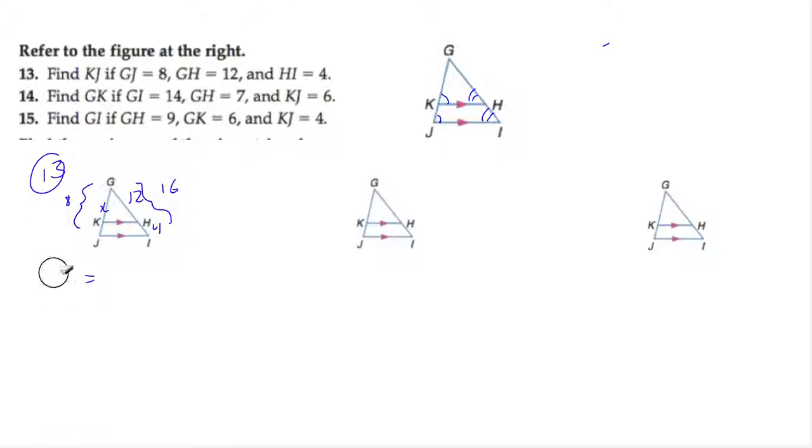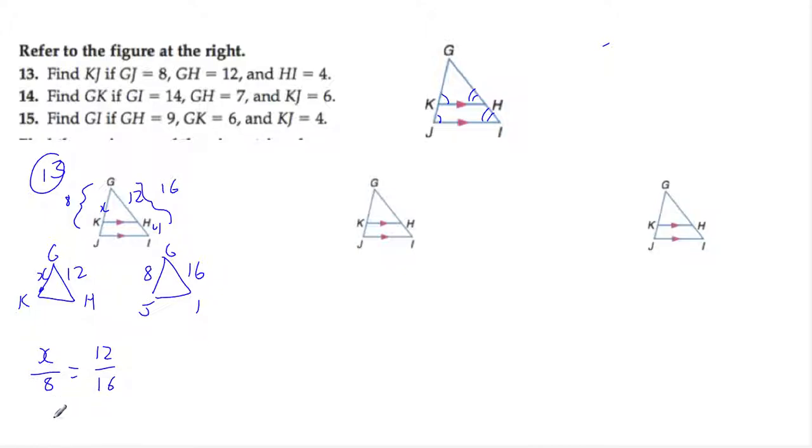Actually, no. We can do this a better way. I'm going to write out two triangles. So I'm going to write out G, K, H, and triangle G, J, I. Here, I know that GJ, again, is 8. GI is 16. GH is 12. And so GK, well, I'm going to call that X. And so here I can see that X to 8 is equal to 12 to 16.